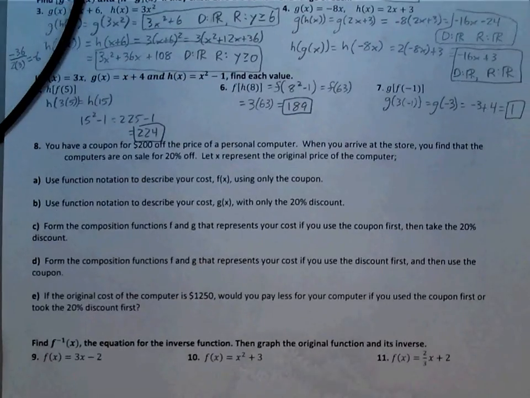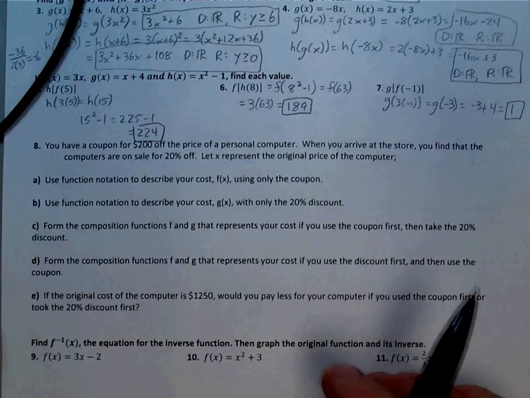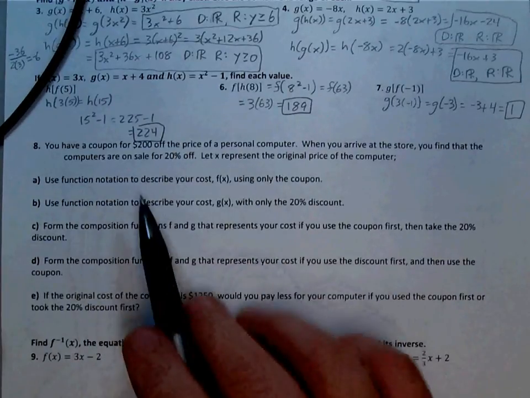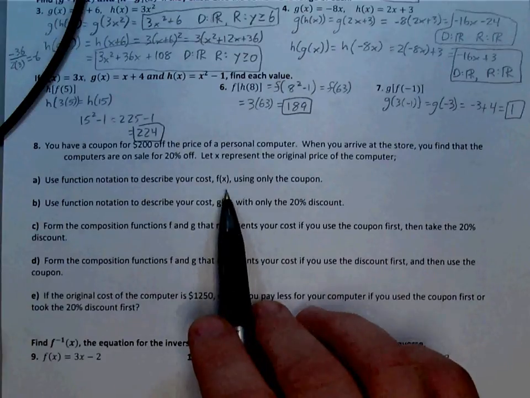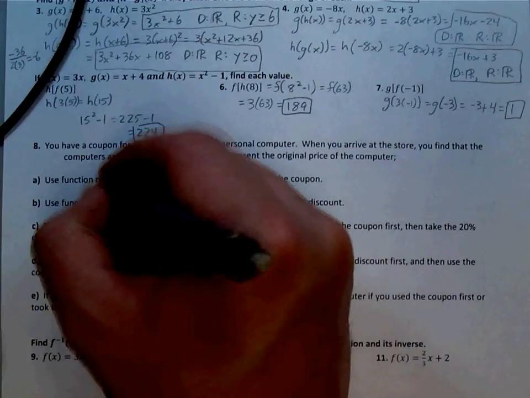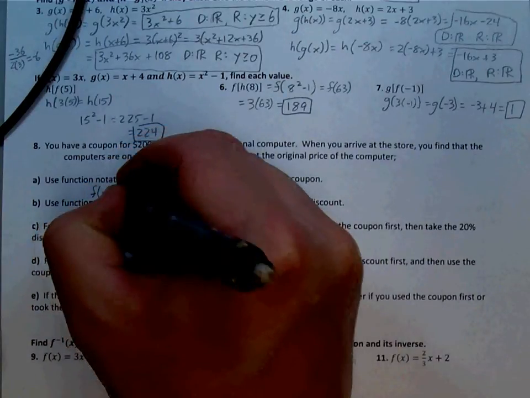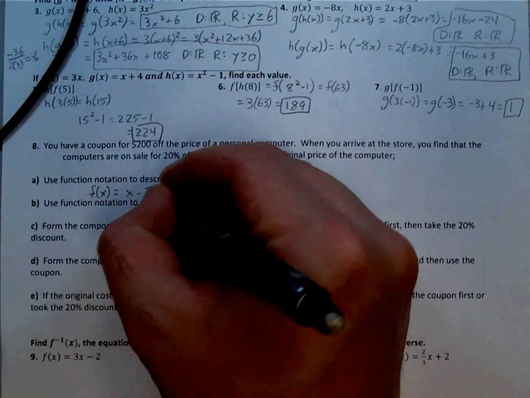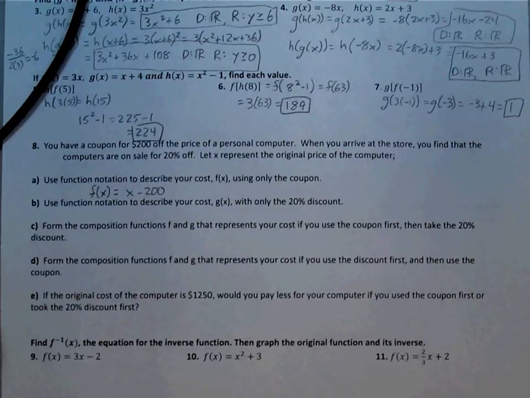Number 8, you have a coupon for $200 off a computer, and they're on sale for 20% off. So we're looking at the order of doing the discounts. X is the original price. Use function notation to describe your price using only the coupon. So if I'm using only the coupon, $200 off, I have x minus 200. It's function notation for the cost with only the discount.